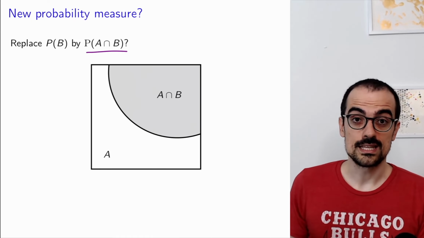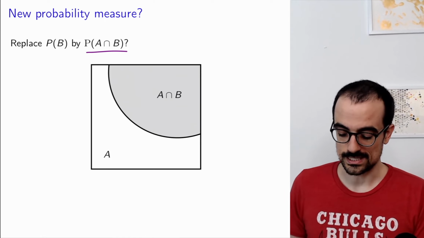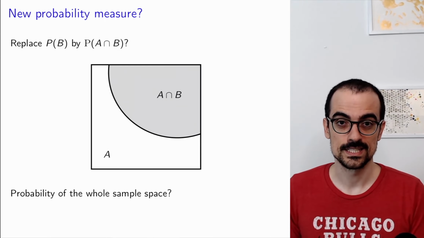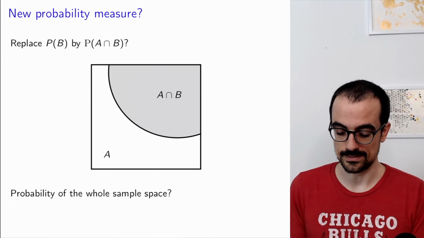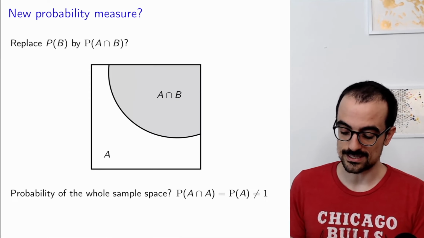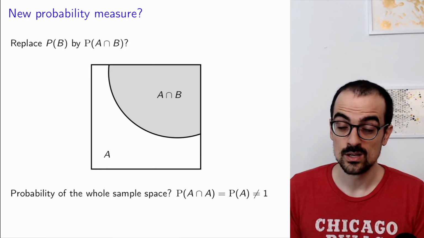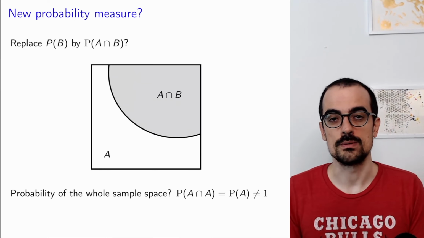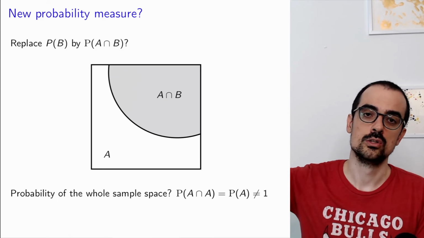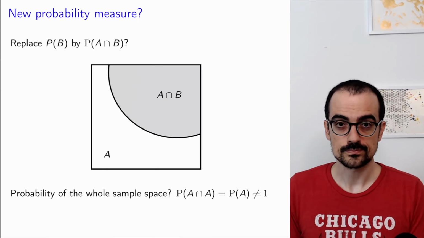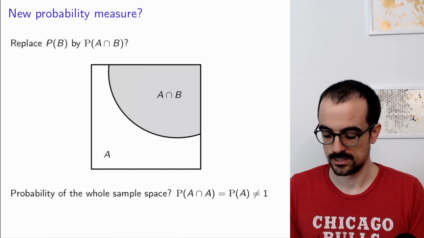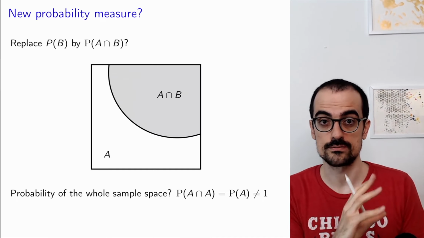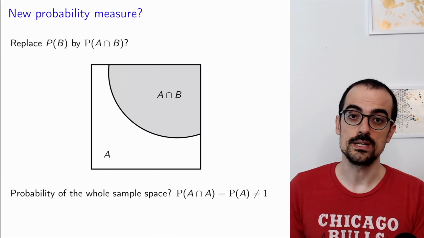The catch is actually that these probabilities are too small in the following sense. The probability of the whole sample space is equal to, by this definition, the probability of A intersection A, which is the probability of A, which in general is not going to be equal to 1. So that violates this condition that the probability measure has to assign 1 to the whole sample space. So how do we adapt the probability measure so that this is the case and we still preserve the structure of the original probability space?